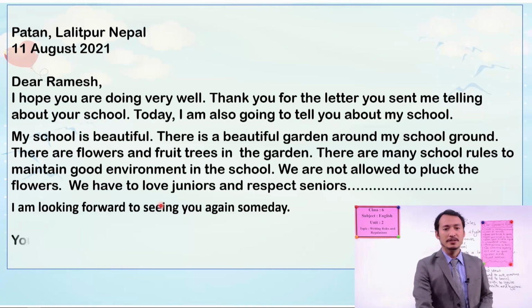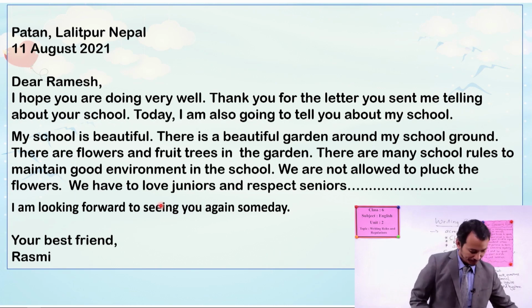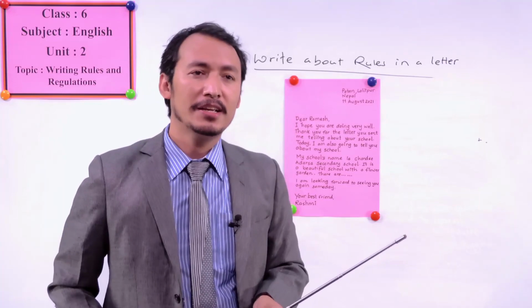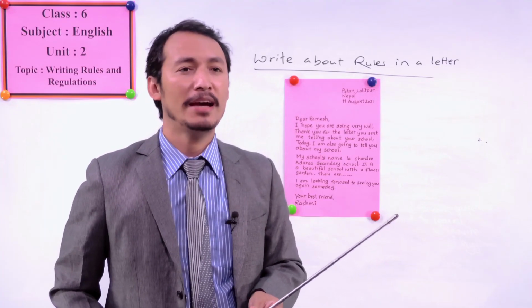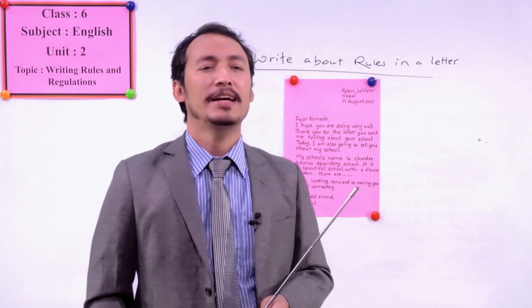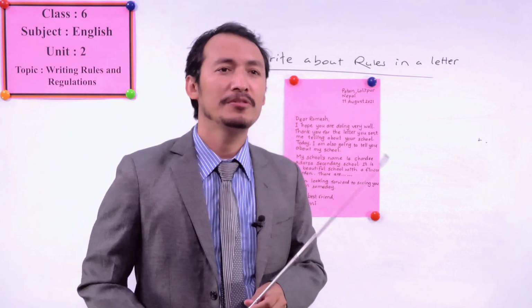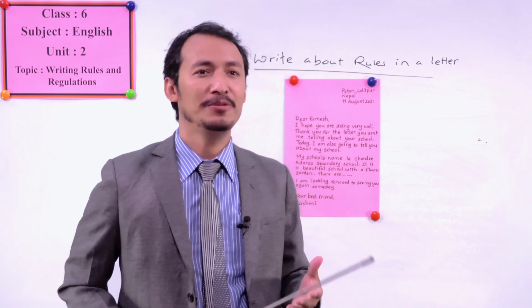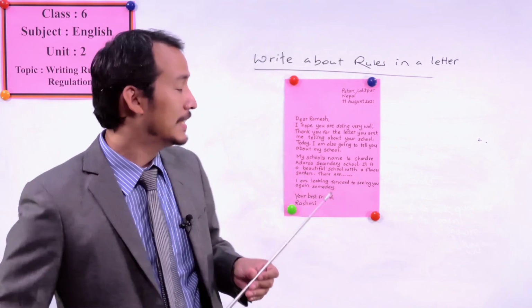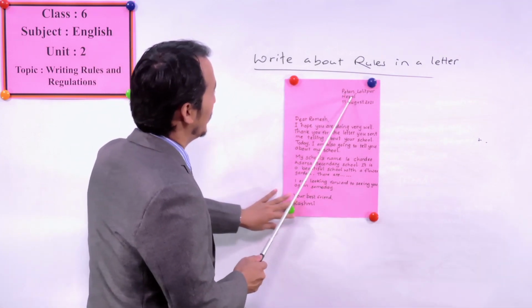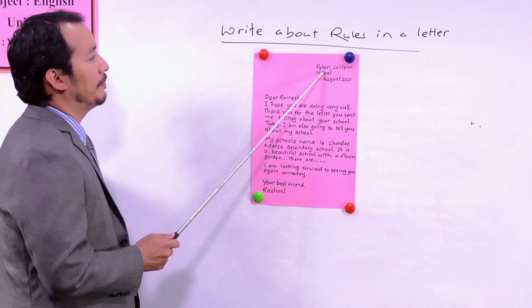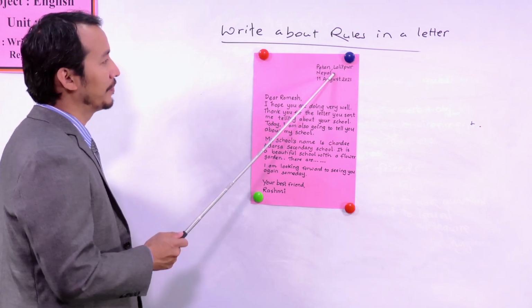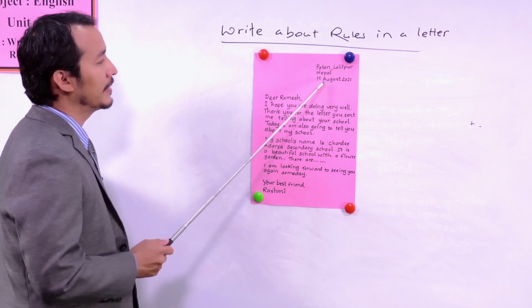Okay, students? So let's see here. Now let me read a letter for you, and I'm going to tell you how to write a letter quickly and then how to include our rules there. Okay, the task has asked us to tell about our school rules. So the first at the top we have Patan, Lalitpur, Nepal. You can take it as an example and you can imagine your place here.